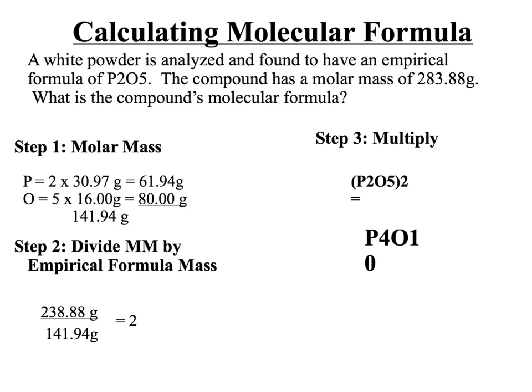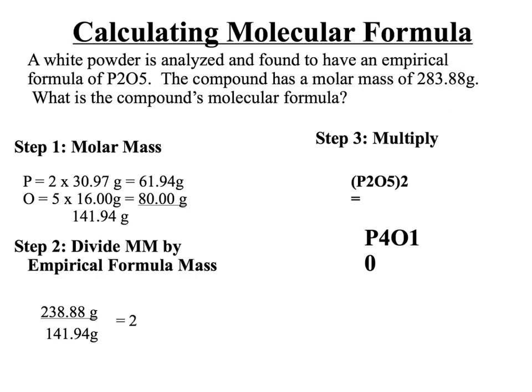So in this empirical problem, we have a white powder that is analyzed and found to have an empirical formula of P2O5. The compound has a molecular mass of 283.88 grams. What is the compound's molecular formula? Well, in this particular example, a lot of the work has already been done for us. You see, we are given the empirical formula and we are given the molecular mass.